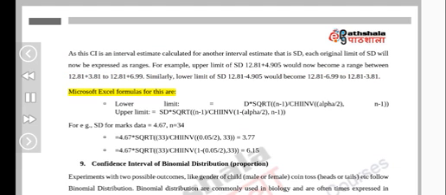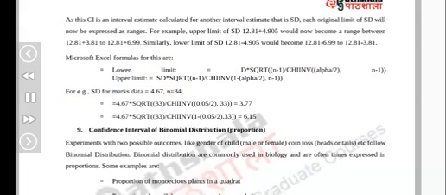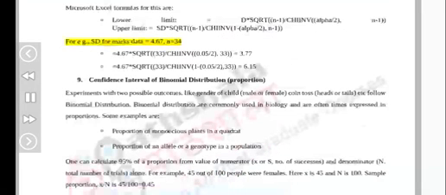Microsoft Excel formulas for this are: lower limit equals SD*SQRT(N-1)/CHIINV(alpha/2, N-1), upper limit equals SD*SQRT(N-1)/CHIINV(1-alpha/2, N-1). For example, SD for marks data equals 4.67, N equals 34.